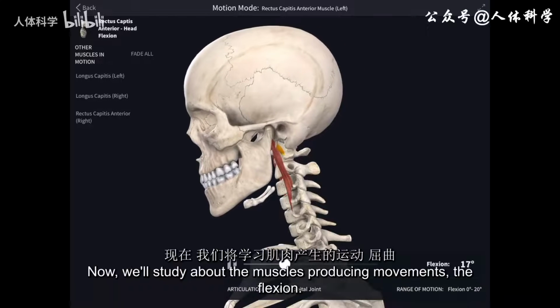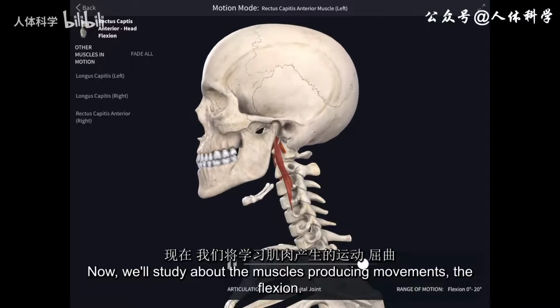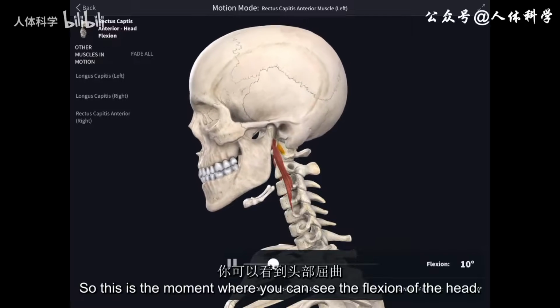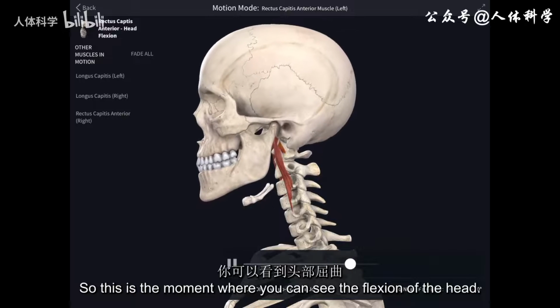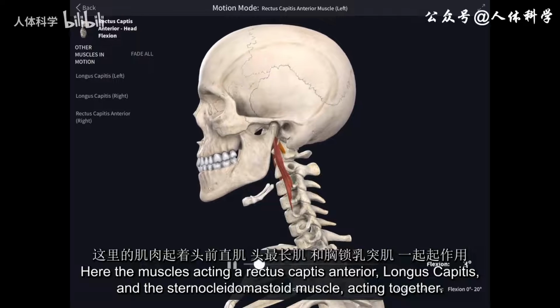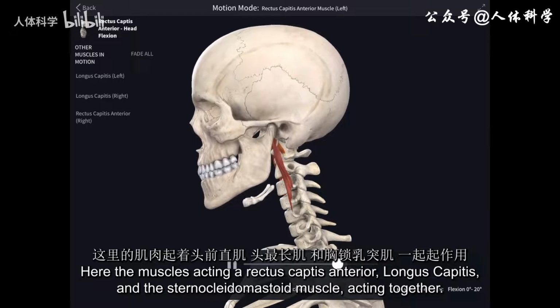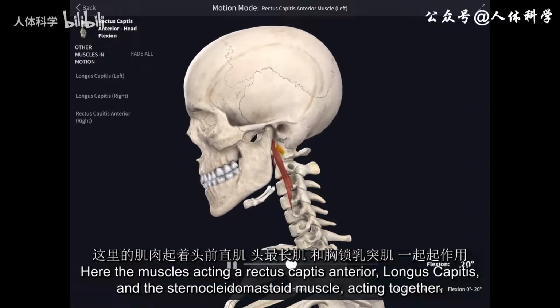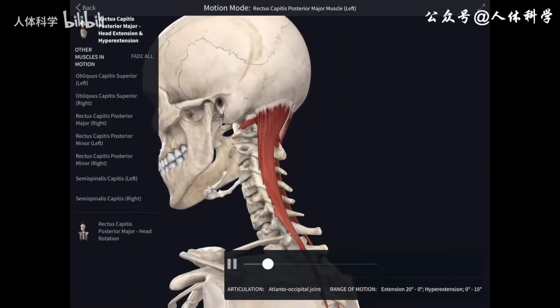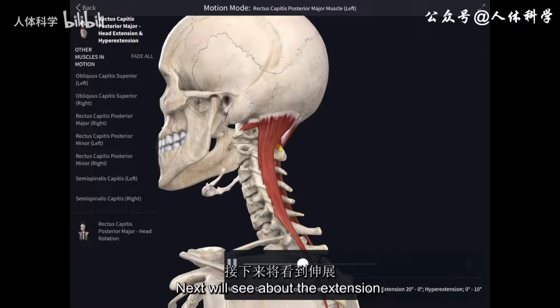Now we'll study the muscles producing movements. Flexion, so this is the movement where you can see the flexion of the head. Here the muscles acting are rectus capitis anterior, longus capitis and the sternocleidomastoid muscle acting together. Next we'll see about the extension.